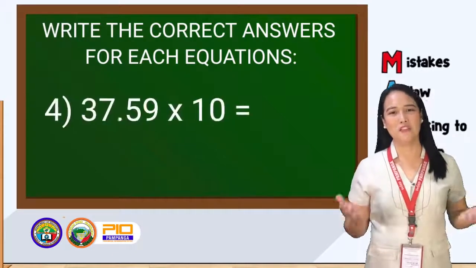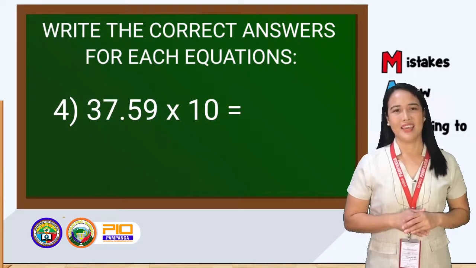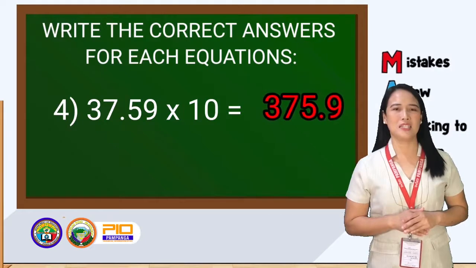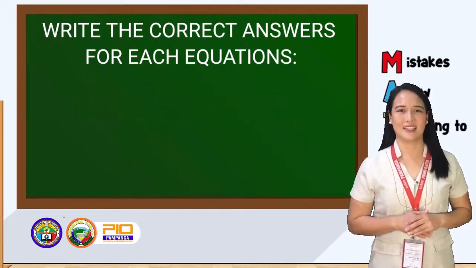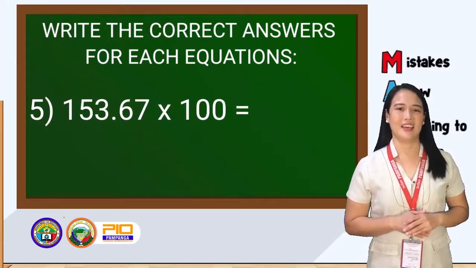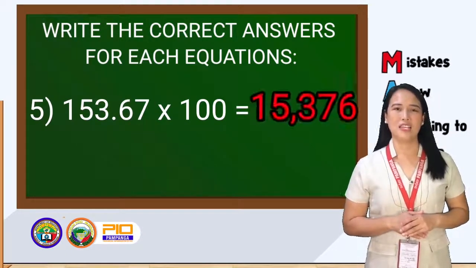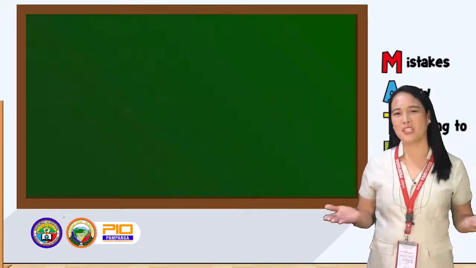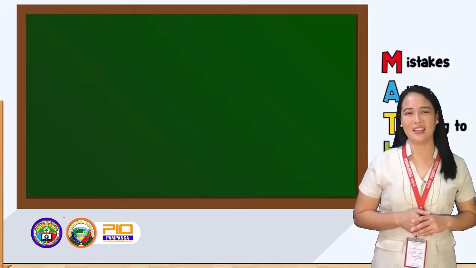What about number 4? What is your answer? Yes, the correct answer for number 4 is 375 and 9 tenths. Let's have the last one. The correct answer for number 5 is 15,376. How was it, Super K Kids? Were you able to get all the answers correctly?